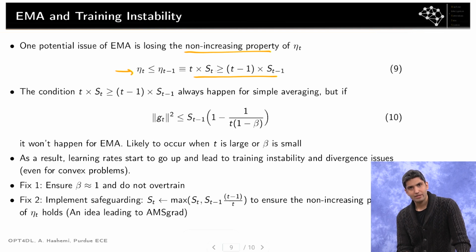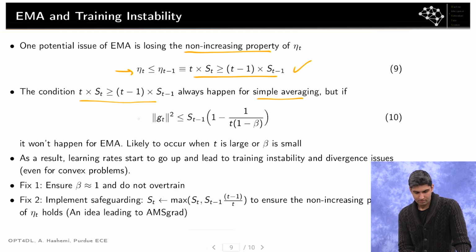So this is for the adaptive SGD case, and this always holds. That's why we actually have the non-increasing property, because again, we are accumulating positive terms with the same weights, so we're not going to lose this property. On the other hand, this condition is going to happen for simple averaging, but it's not necessarily going to happen for exponential moving average.